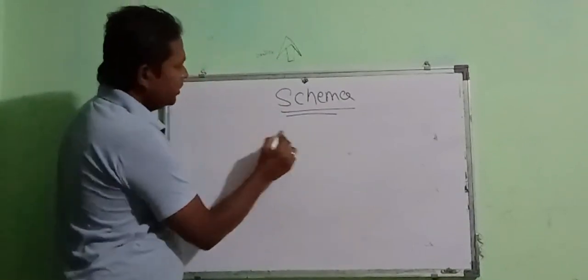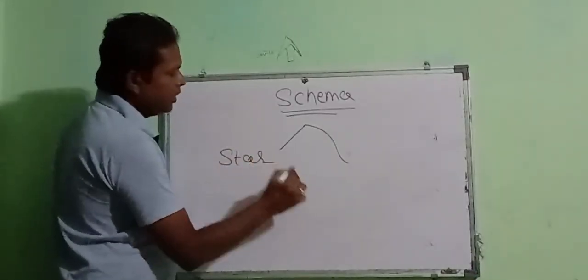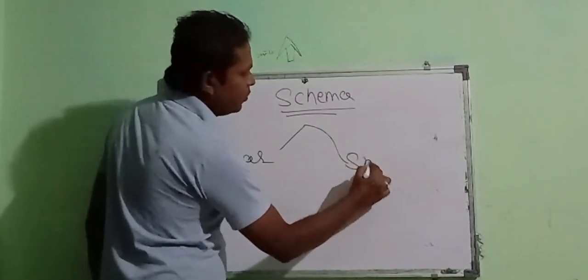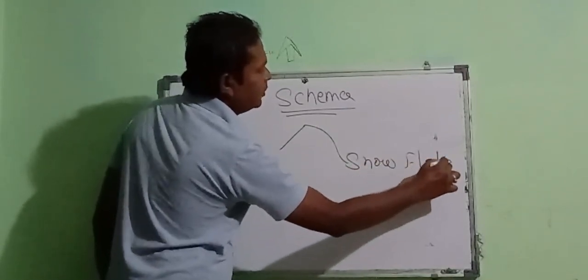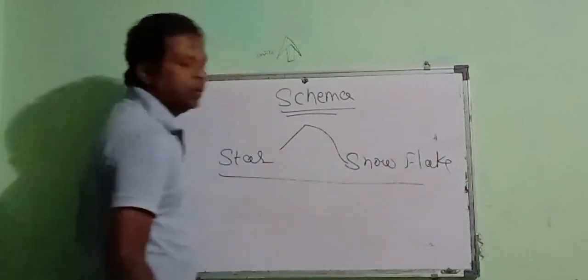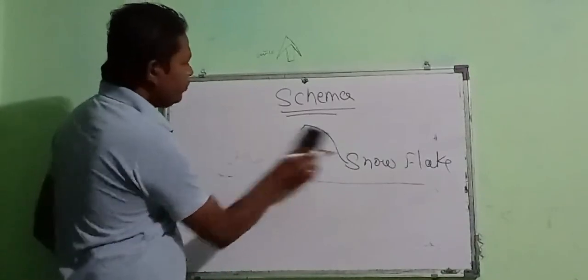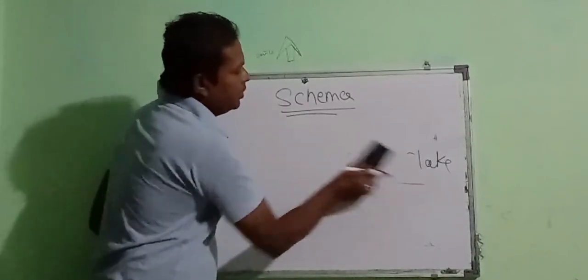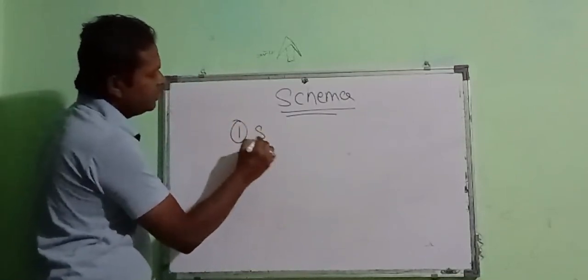Now, in schema there are two types. One is called star schema and another one is called snowflake schema. So these are the two types of schemas in SQL Oracle. Then we study them one by one, starting with what exactly the star schema is.